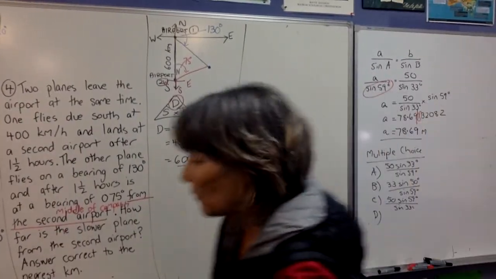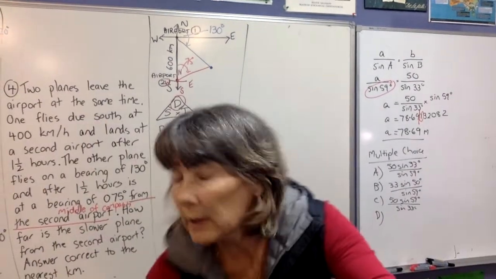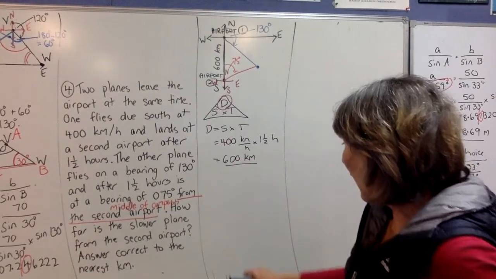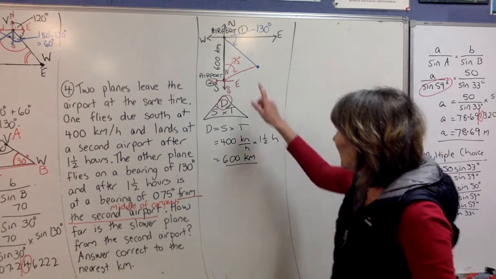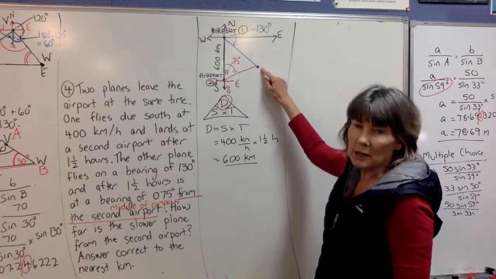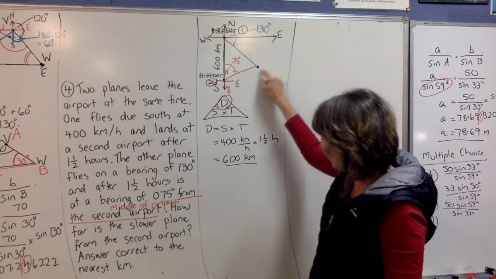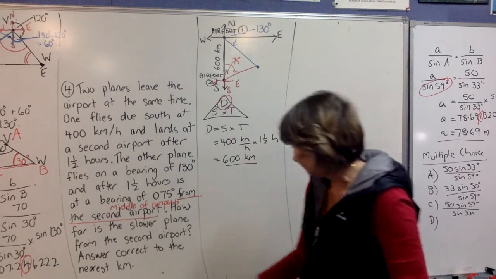All right, so we're going to go from here now. What we've got in this question now, they're asking for how far is the slower plane from the second airport. So remember, the first plane's already got to the second airport. This is the slower plane because it's still in the air. So we want to know how far that is from the second airport. So we're looking for that line there, the red one.